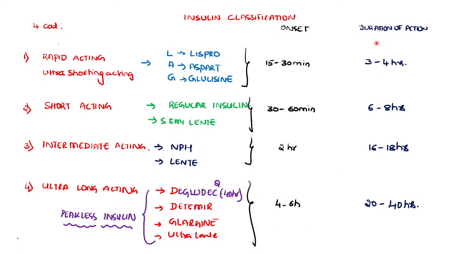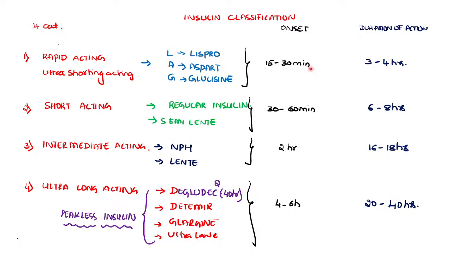Even the duration of action is very easy to remember. The rapid acting insulin preparations will act for a duration of 3 to 4 hours. If you double it, the next, short acting, is 6 to 8 hours. If you add 1 to it, it becomes the intermediate acting duration of action, that is 16 to 18 hours, and above that is the ultra long acting preparation, that is 20 to 40 hours.